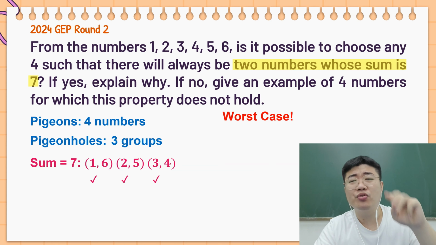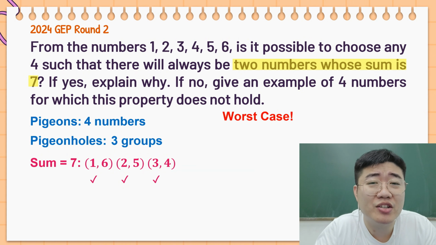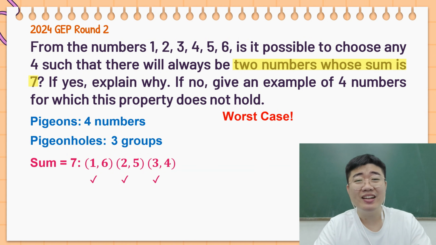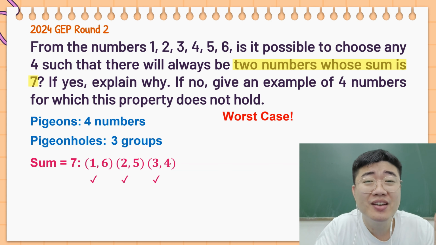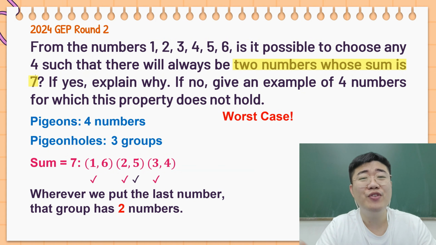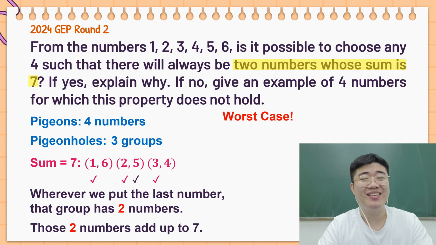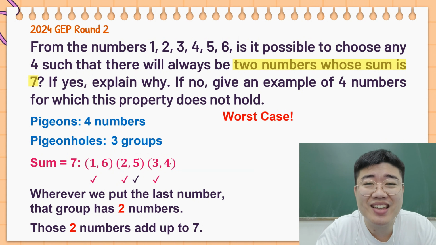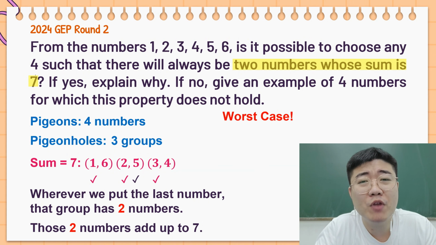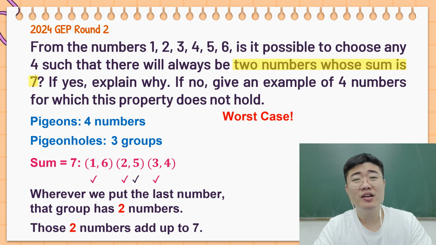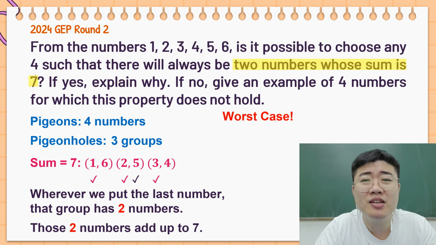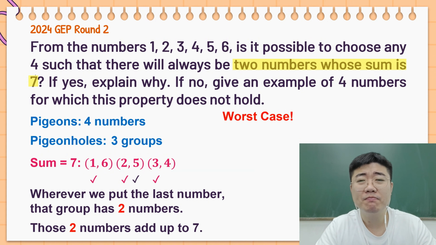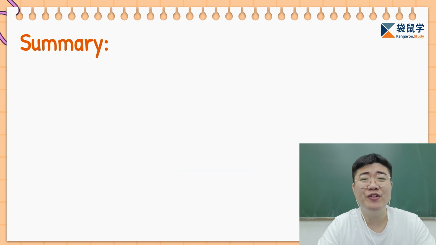Now right now we got 3 numbers. How about the last number we can choose? You notice the last number will fall in any of the groups, and that group already got a number. So no matter where we place the last number, for that group we will always get 2 numbers. Now once the group has 2 numbers, the sum of them adds up to 7. So we solve the question again. The answer is yes. This is always possible. Because for the 3 groups, there will always be a group with 2 numbers, and those 2 numbers add up to 7.